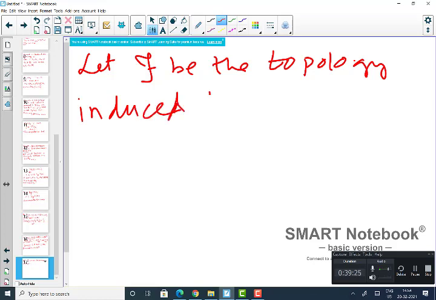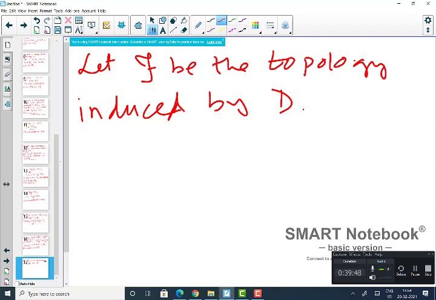Induced by D. Okay, and we show that this tau is actually nothing but the product topology on R omega. The thing is that to show two topologies are the same, what I need to show is that given a basic set or whatever open set, there is this open set here containing the same point, and vice versa, right?